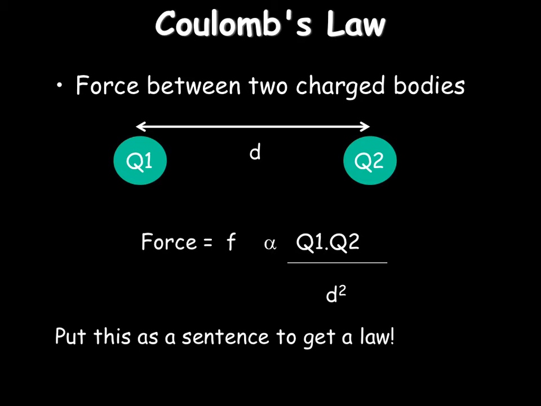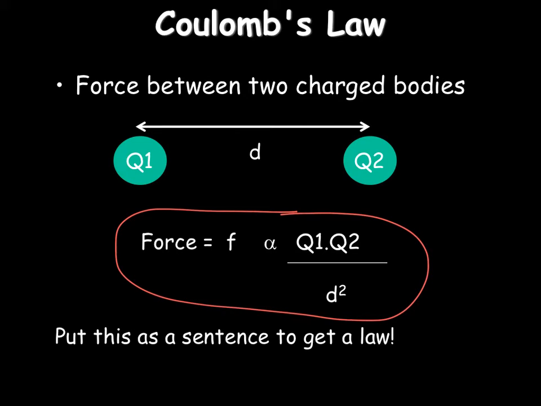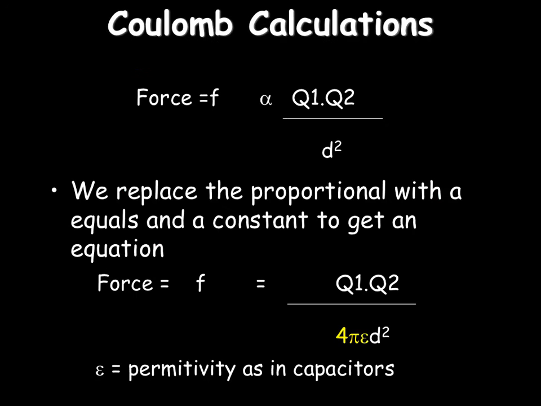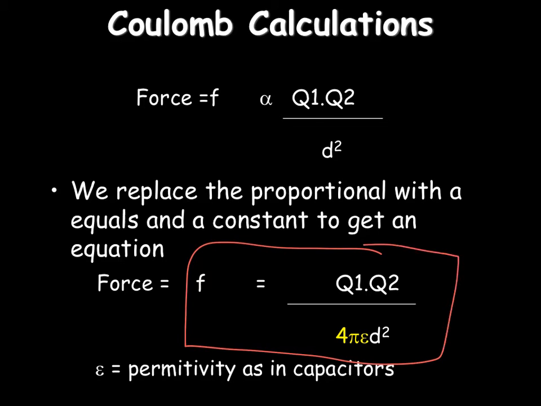So how do we work out these forces and charges? We use Coulomb's law. Coulomb's law is written as a law, which you can put into a sentence, and here written as an equation, which is what's in the book. This, in the yellow, is the constant of proportionality, the thing which changes it from a proportional sign to an equal sign, the constant.